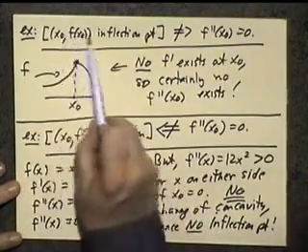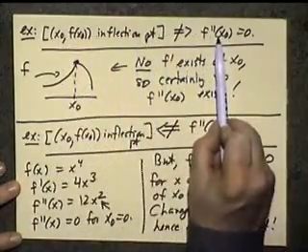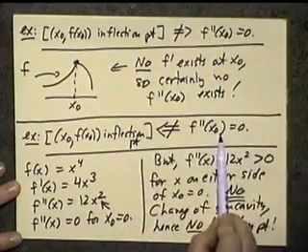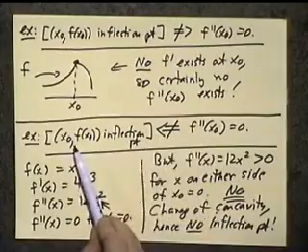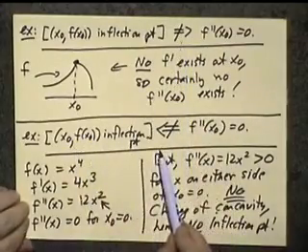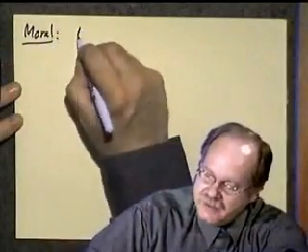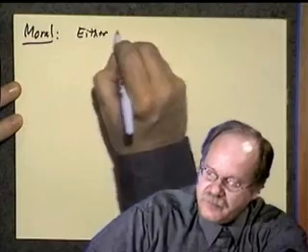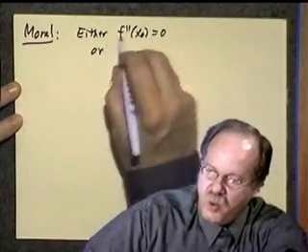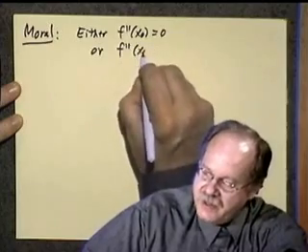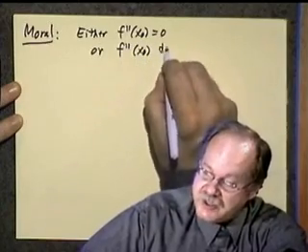So, an inflection point does not mean that the second derivative is 0, and the second derivative being 0 does not imply an inflection point. There is a connection, but these implications are both wrong. So to summarize this, we can write the moral. The moral is either f double prime at x naught equals 0, or the other case, f double prime at x naught doesn't exist.